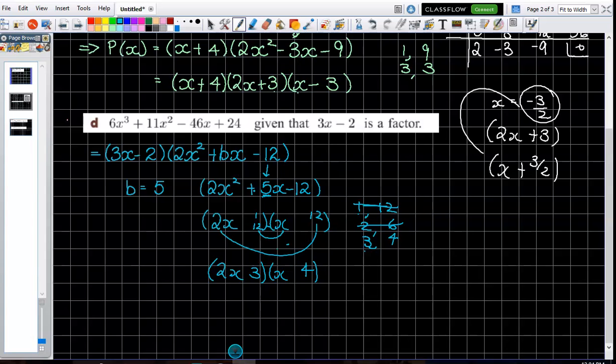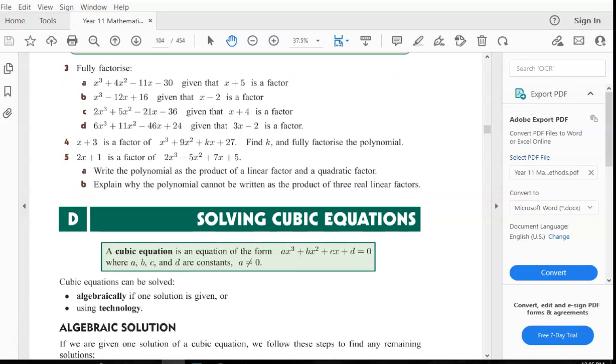All right, and now I want positive 5. So 2 times 4 has to be plus 8x. Take the 3x. Some of you, if you are struggling with this, let me know. I can go through it with you. There's heaps that I can give you to practice. But it's a skill that we should have. Talk to me. Question 4.